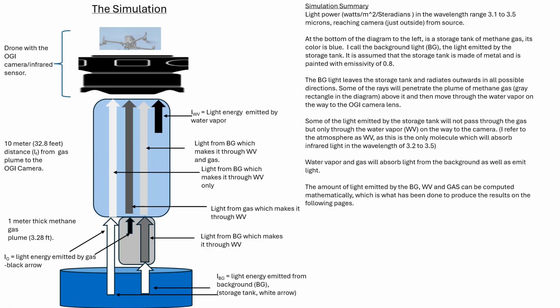Now, some of the light emitted by the storage tank will not pass through the gas, but only make it through the water vapor on its way to the camera. So the amount of light emitted by the background, the water vapor, and gas can be computed mathematically, which has been done by me and via the simulation model. And I'll show you what those values are. So what you have being emitted then is light emitted from the storage tank, light emitted by the gas, which has to make it through the water vapor, and then light emitted by the water vapor.